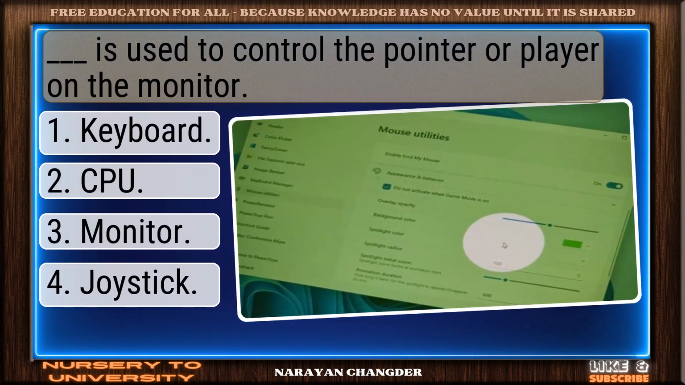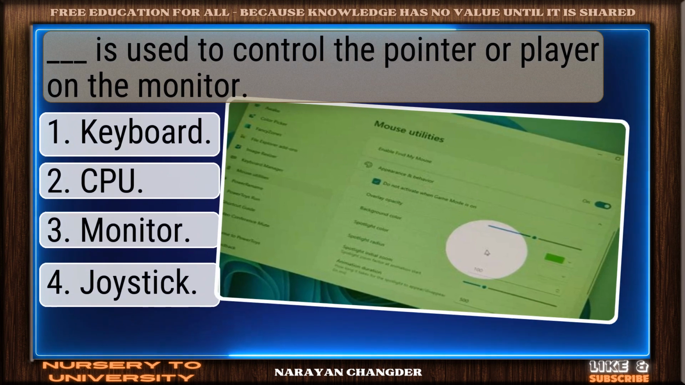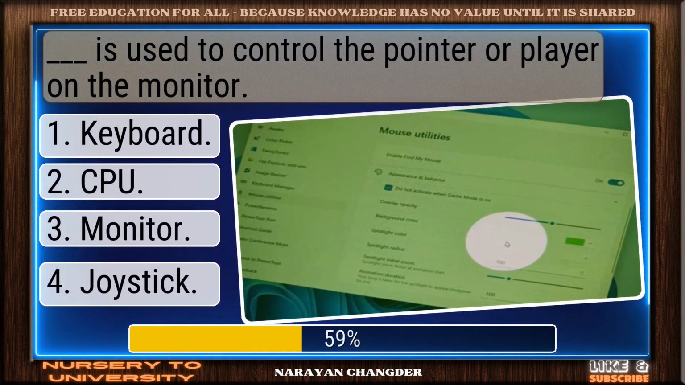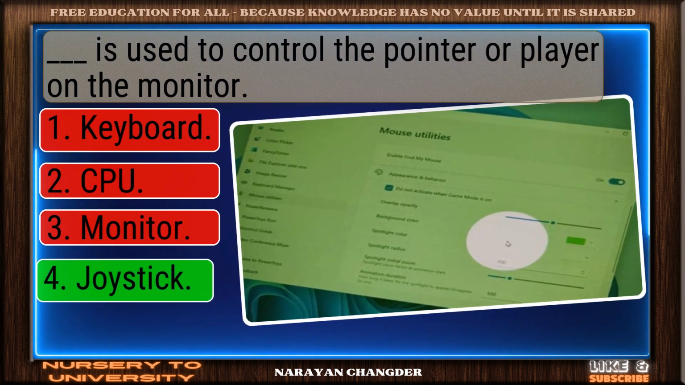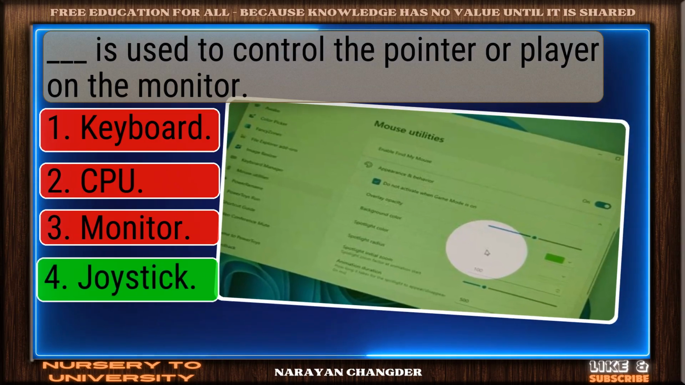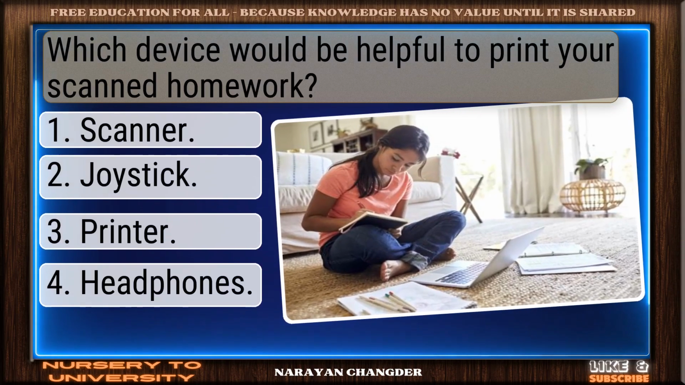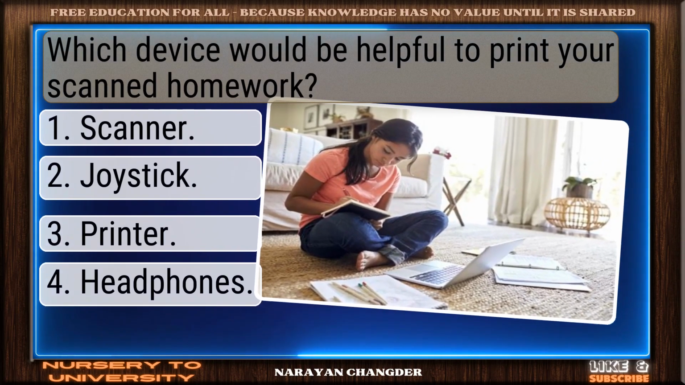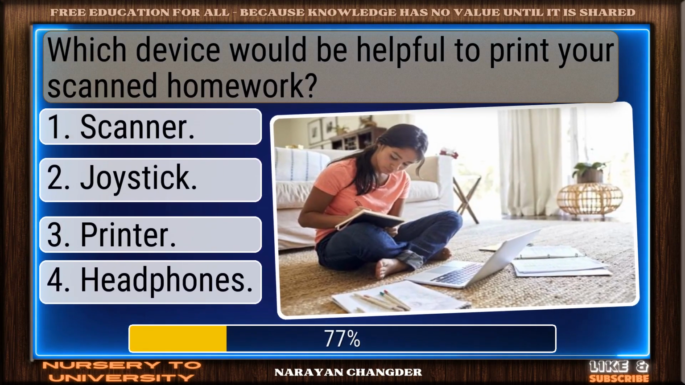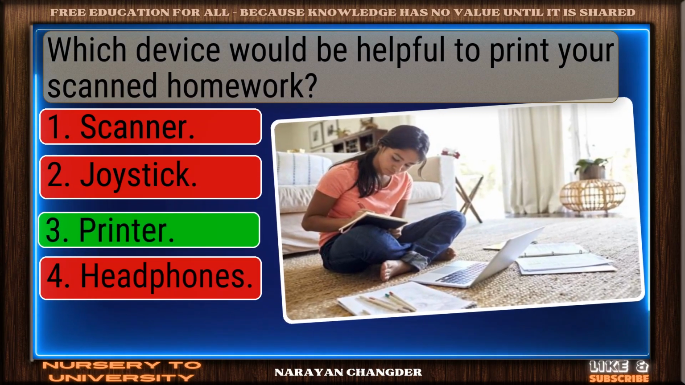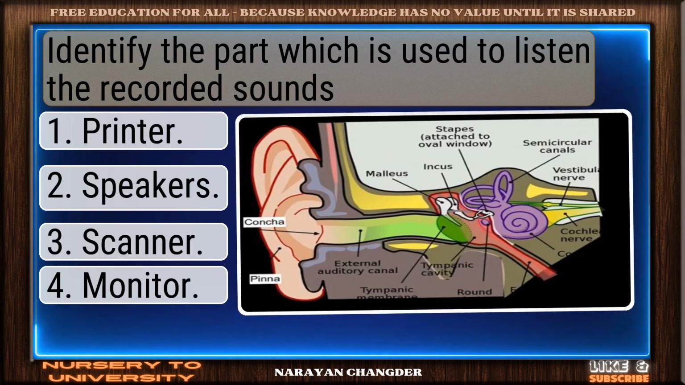Dash is used to control the pointer or player on the monitor. Well picked. Joystick is correct. Which device would be helpful to print your scanned homework? Good thinking. Printer is right.